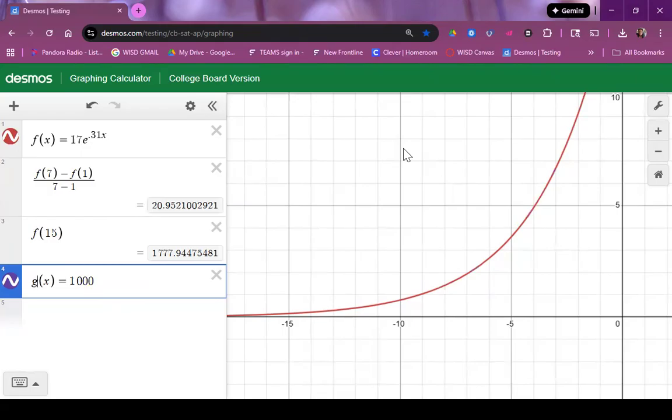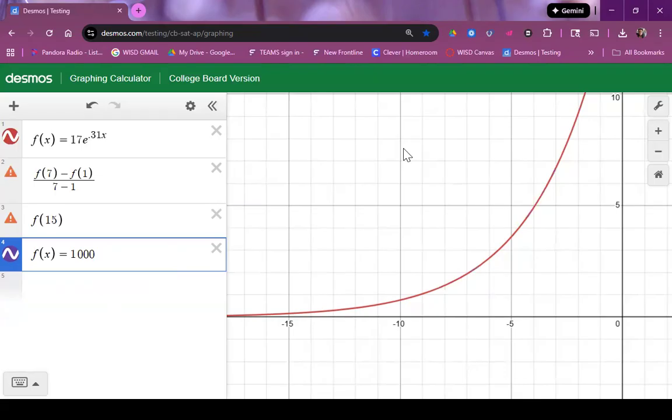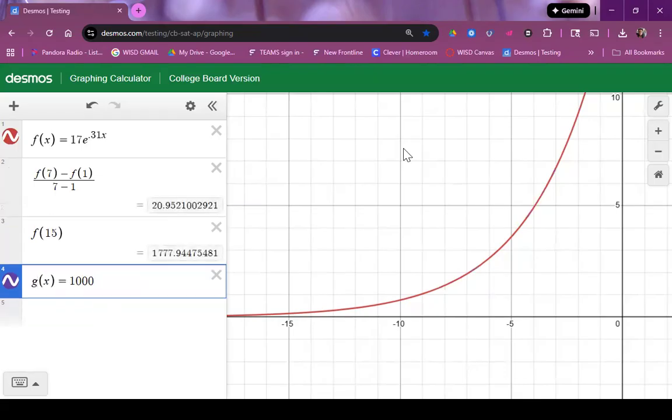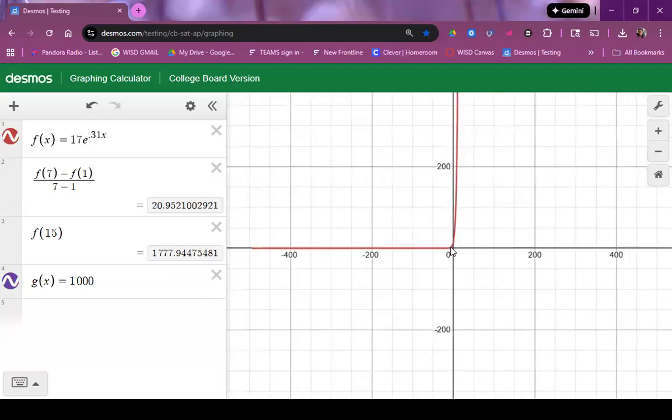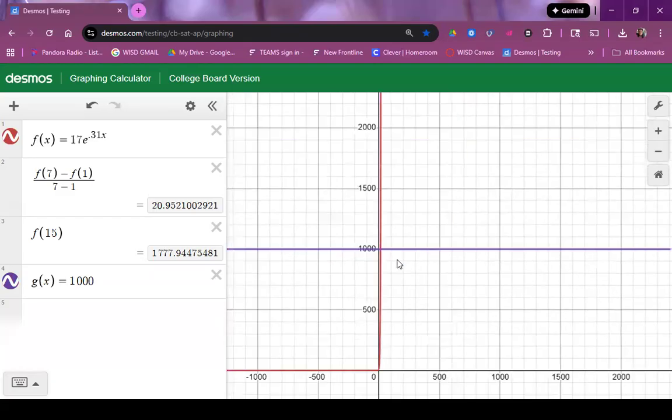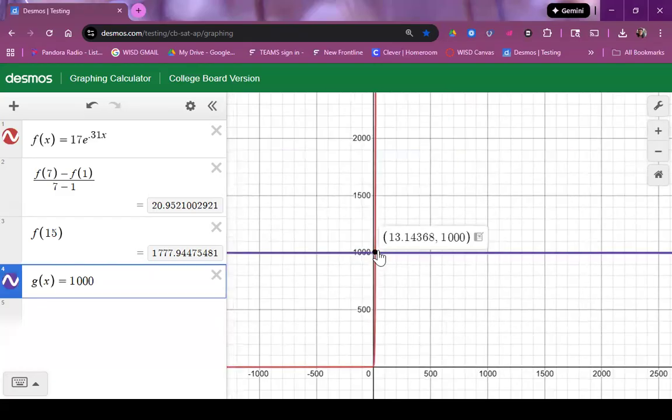Do you see when I tried to call this f of x, what did it do? Oh no, it's too many of us. So I simply changed it to g of x. All right. I need to find 1,000. I'm going to scroll out, and all you're doing is looking for where that intersects. And that would be your solution. It doesn't have to be pretty when you look at it. As long as you can find where they intersect, guess what?